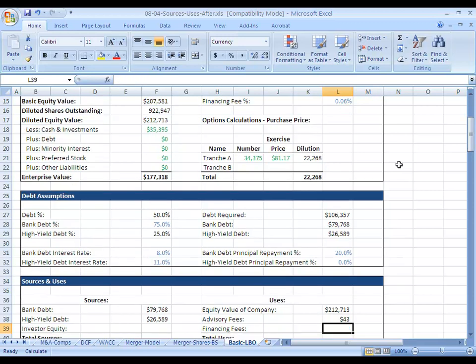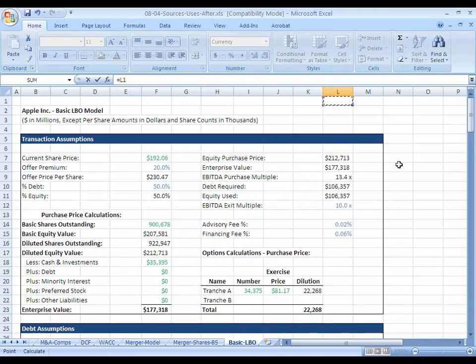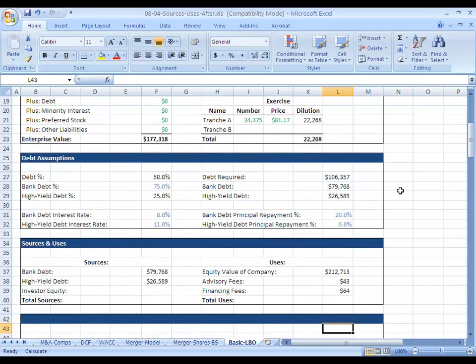Then for the financing fees, what we want to do is go up and link to the 0.06% right here. But instead of linking to the equity purchase price, we're going to link to the debt required number right here. Because remember, the fees on the debt financing are higher, but the debt required is much lower than the equity purchase price. And we only want to be charging fees on the debt that we actually raise. So the debt financing fees are never charged on the entire price of the company, but rather only on the amount of debt that you're raising to buy the company. So we have 64 million in financing fees, 43 million in advisory fees. Not uncommon to see numbers like this.